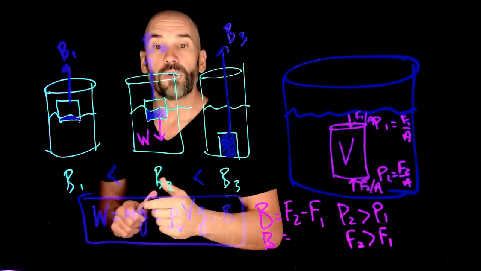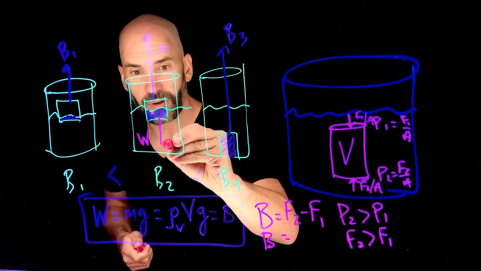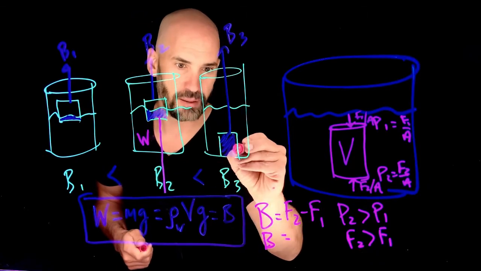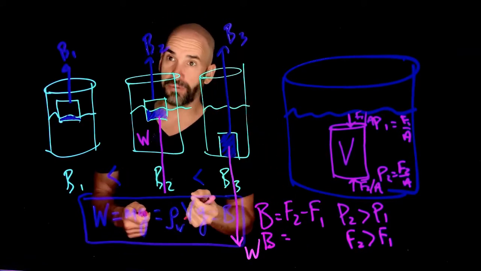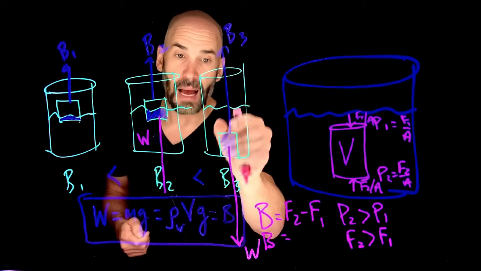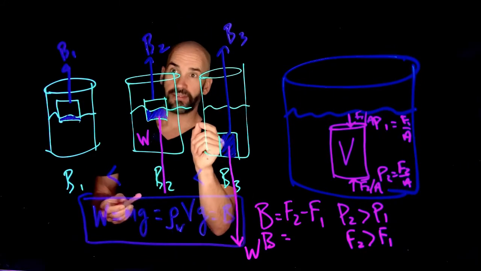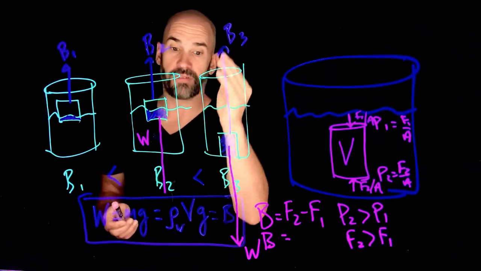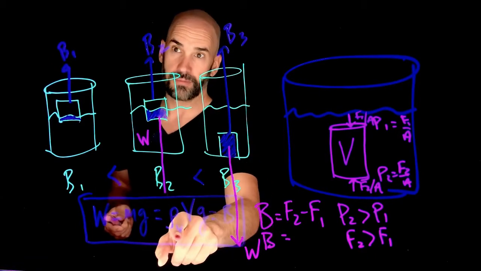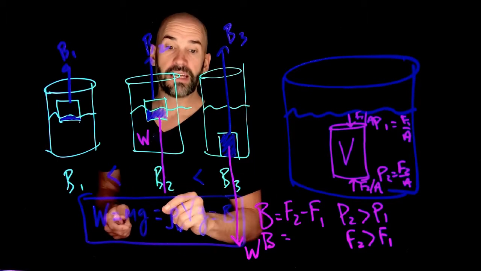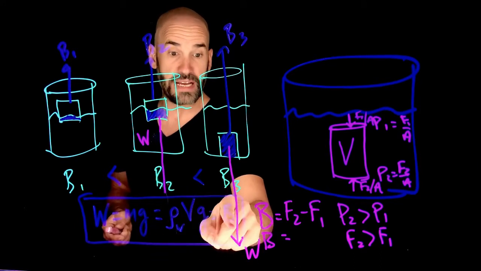If, however, the weight of some object, because of its density, is high enough, I guess that would be this example, so I'll do that over here. If the weight is such that the buoyant force can't keep up, then the object will sink. An object sinks because its weight is greater than the buoyant force. And the only way that happens is if the density of the object is greater than the density of water.